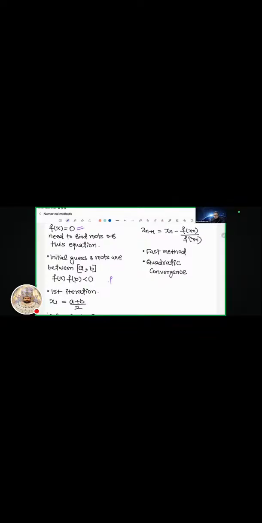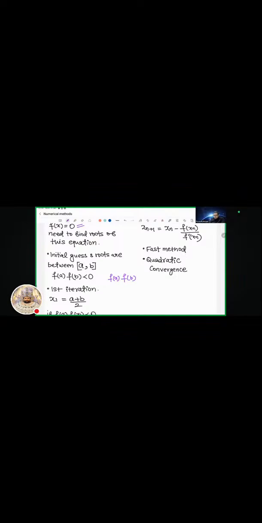So I will find the value of the function at A. I will find the value of the function at B. For example, let's take an example. x minus 1 whole squared equals 0. Can you tell me what is the root of this equation? Yes, anyone? x minus 1 whole squared equals 0. What is the root of this equation?